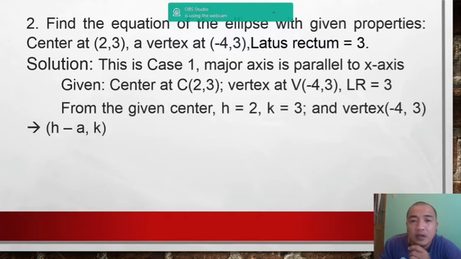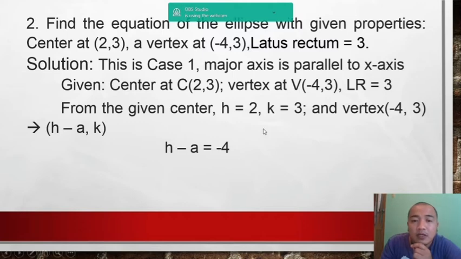So, how do you know that this is case 1? Of course, you're going to sketch the center at (2, 3) on your graphing paper, the Cartesian plane. (-4, 3) is one of the vertices. From that, the major axis is parallel to the x-axis. So, the major axis is horizontal. That means this is case 1.